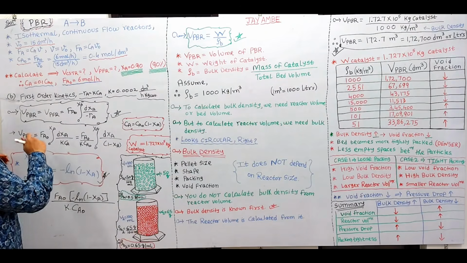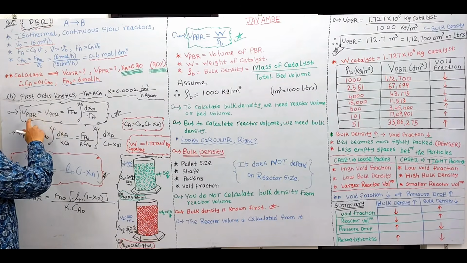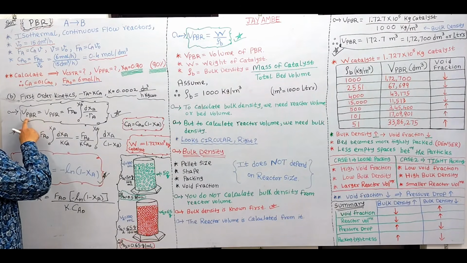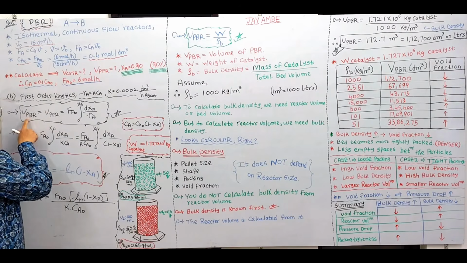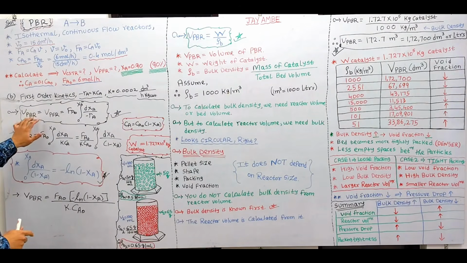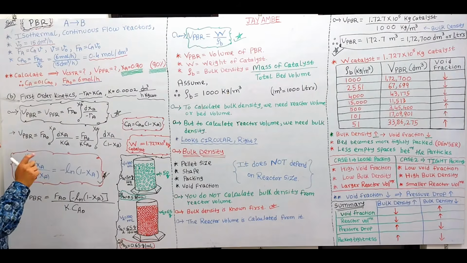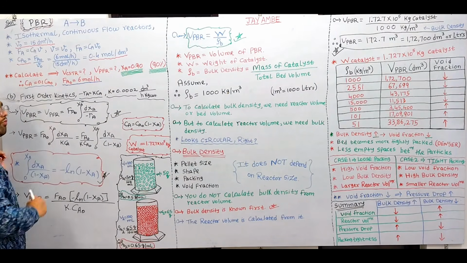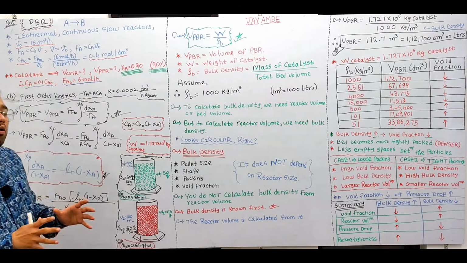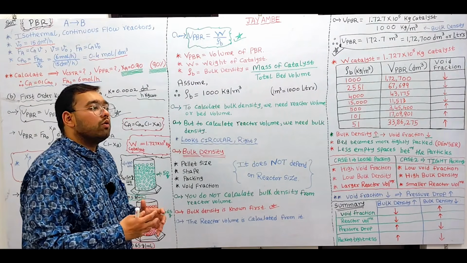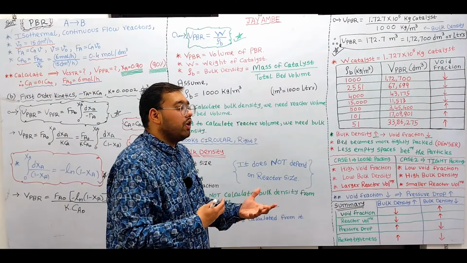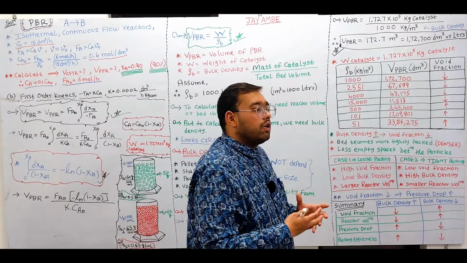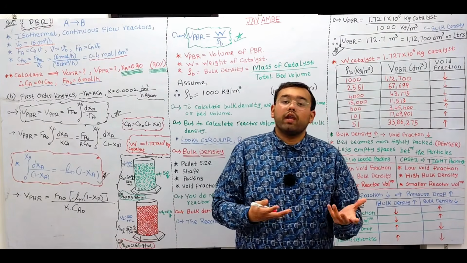So in order to calculate and design the volume of the packed bed reactor, here we have understood that the volume of the packed bed reactor is equal to the volume of the plug flow reactor. Now recall how we proceeded in order to design the volume of the plug flow reactors.